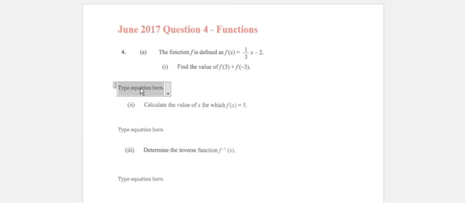So if you understood substitution from the algebra component of your syllabus, then functions should be a breeze in the park for you. So today we'll be looking at the June 2017 question 4, which focused on functions.